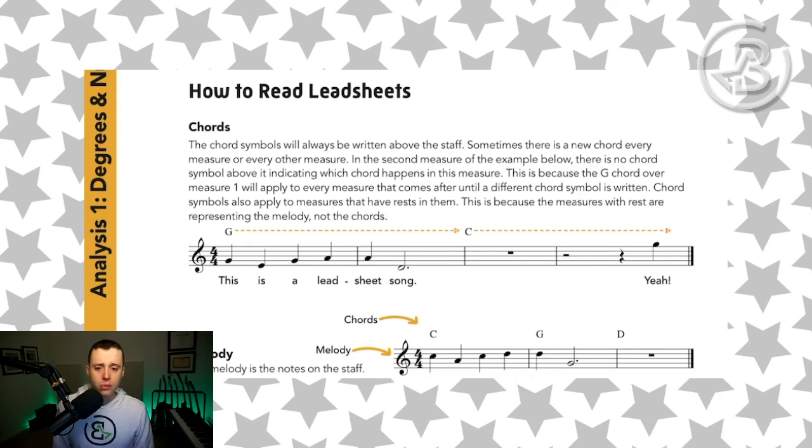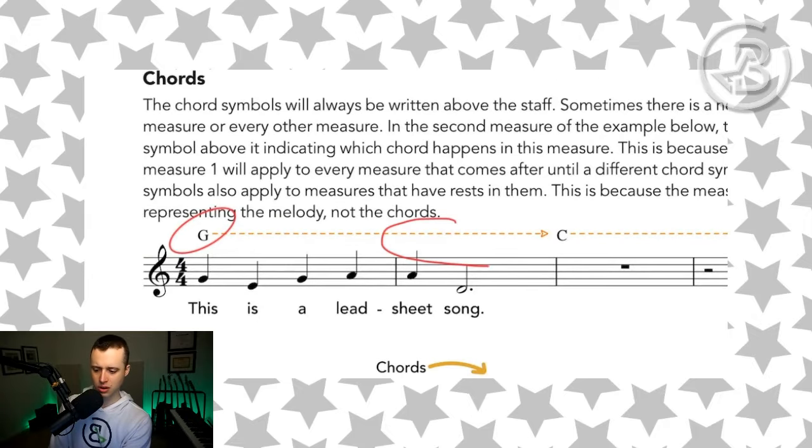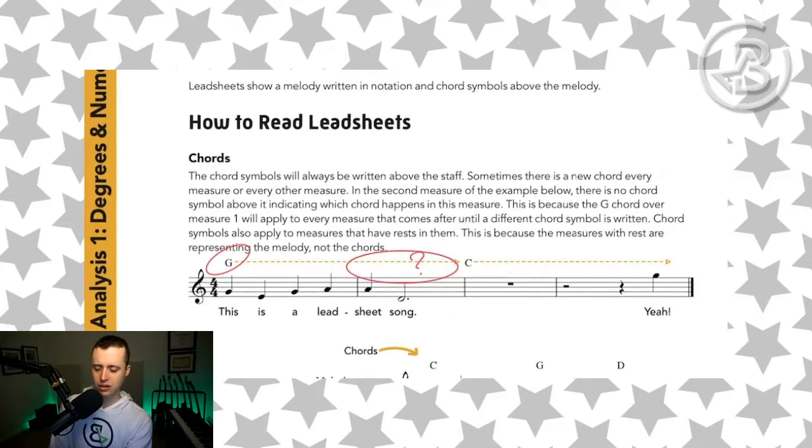So let's start by talking about the chord. The chord symbol is always going to be written above the staff. Sometimes there's a new chord every measure or every other measure, and sometimes there's only one chord for every line of music, and sometimes there's going to be one chord for an entire page of music. If we look at the example on this page, you can see that in the second measure there is no chord symbol. We have a chord symbol in the first measure, that's our G, but in the second measure, where's the chord symbol? There is none.